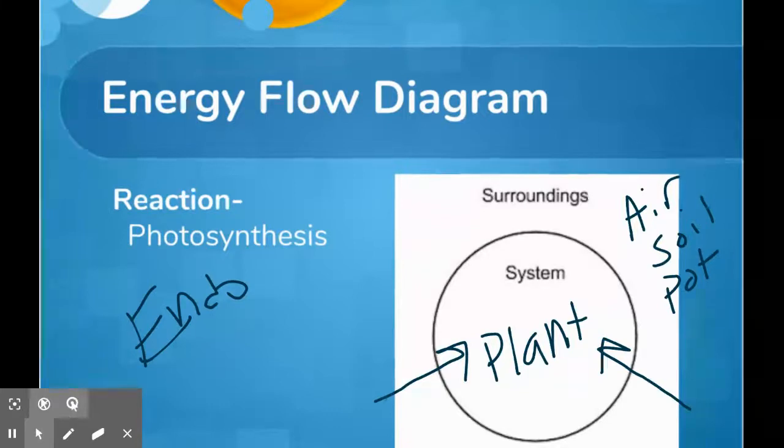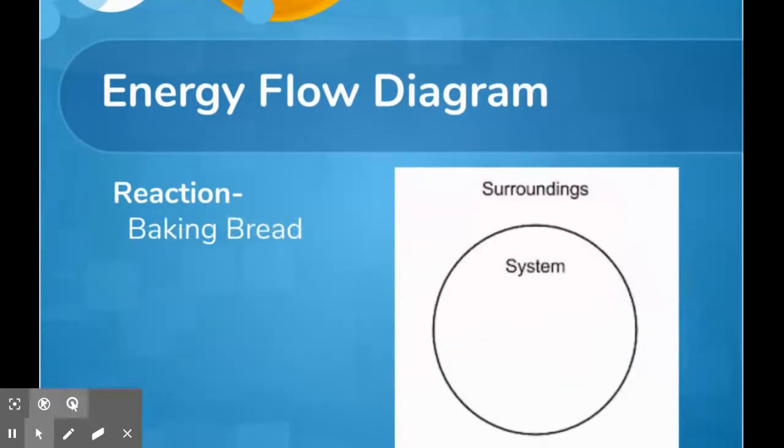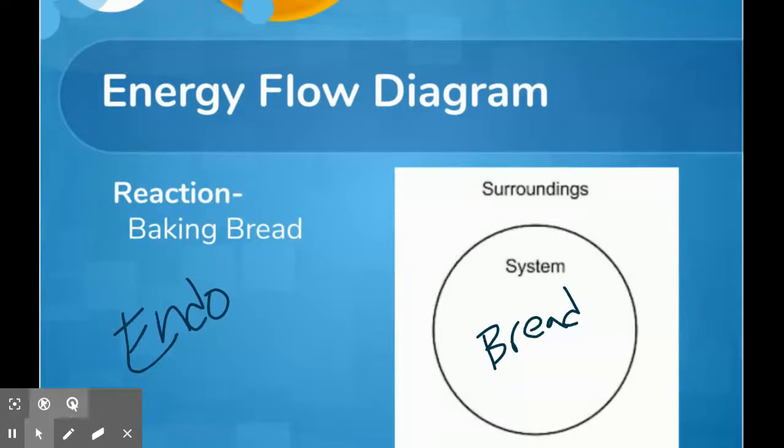So let's do a couple more examples. Our next example is baking bread. Remember, anytime we're cooking something, that's a clue that it is an endothermic reaction. The bread is our system, and the oven or the pan that the bread is in would be our surroundings. In order for the bread to cook, energy needs to flow into the bread from the oven, so you should have arrows flowing into the system from the surroundings.